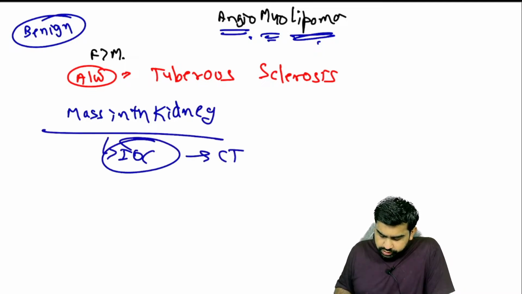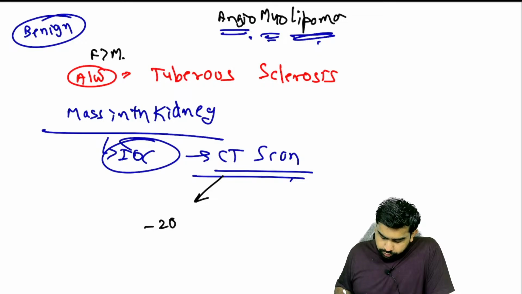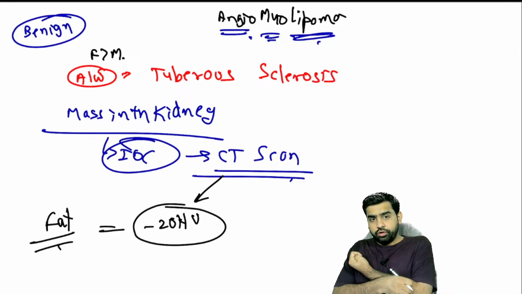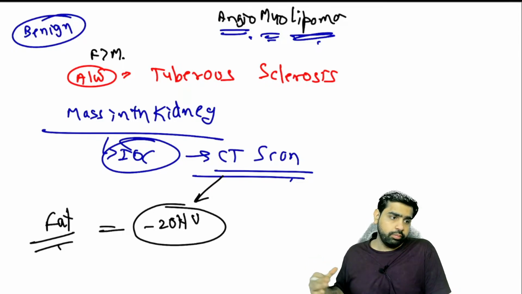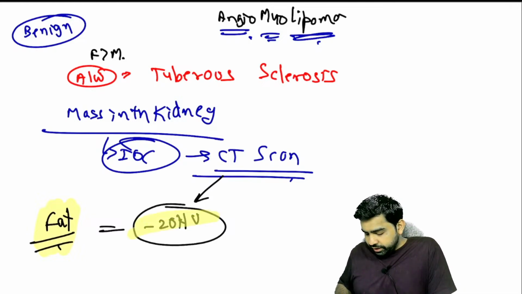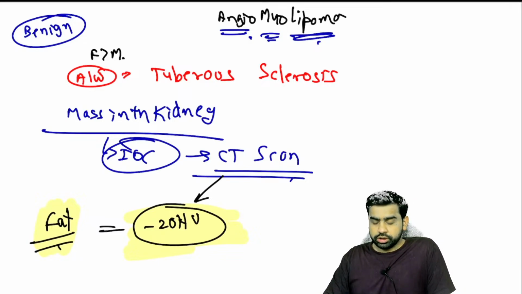The investigation of choice is a CT scan. Why? Because in the CT scan, if you have a -20 Hounsfield unit, that basically corresponds to fat. What do you want to distinguish this from? Angiomyolipoma you need to distinguish from renal cell carcinoma. Renal cell carcinoma is never ever going to have fat inside it. But if on the CT scan you find a -20 Hounsfield unit density inside the kidney, then you are pretty much sure that you are dealing with angiomyolipoma. I hope you are able to understand this. So this is about angiomyolipoma.